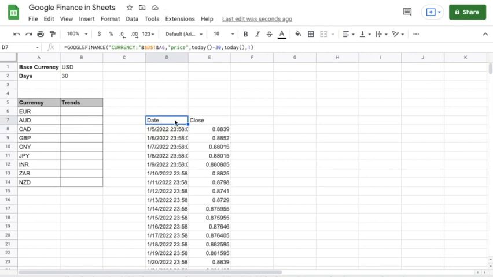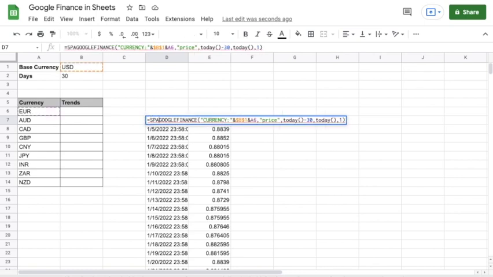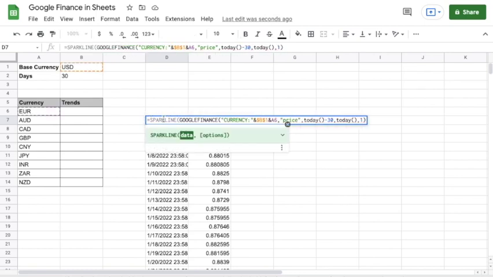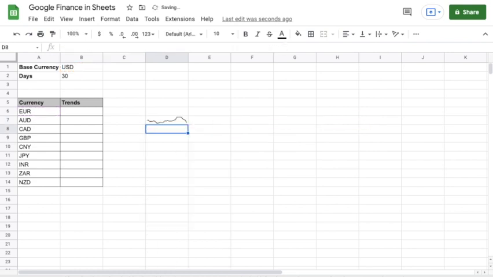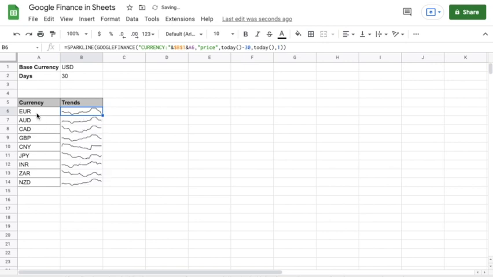So now that we have the historical prices, let us try to plot the sparkline. For that, we'll use the sparkline function and enclose this table within that, which gives us the sparkline. So I'll just move this into the table and plot the same for other currency value pairs.